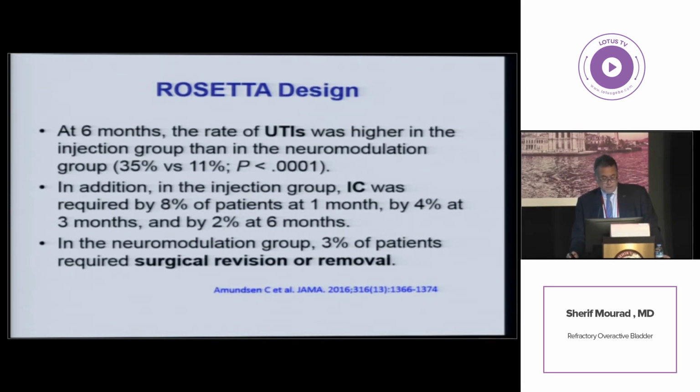In the injection group, intermittent catheterization was required by 8% of patients at 1 month, 4% at 3 months, and 2% at 6 months. So we have two problems here, the urinary tract infection and the need for intermittent catheterization, while in the neuromodulation group, 3% of the patients required surgical revision or even removal.